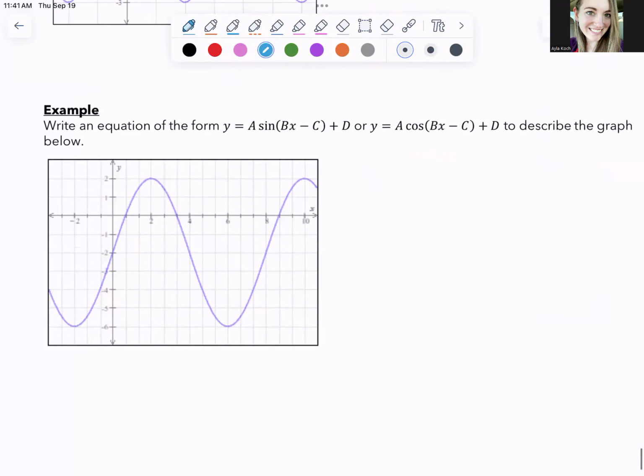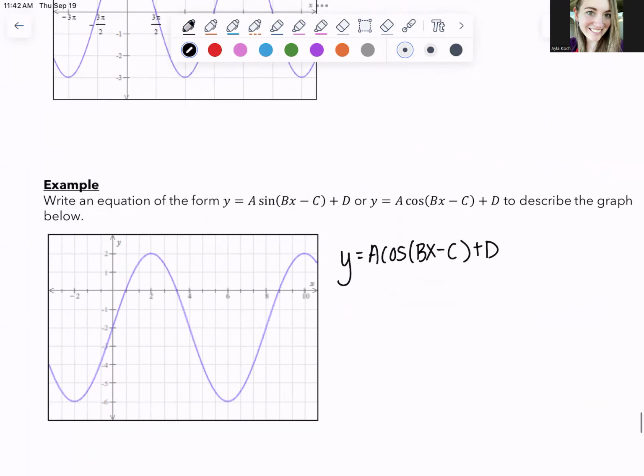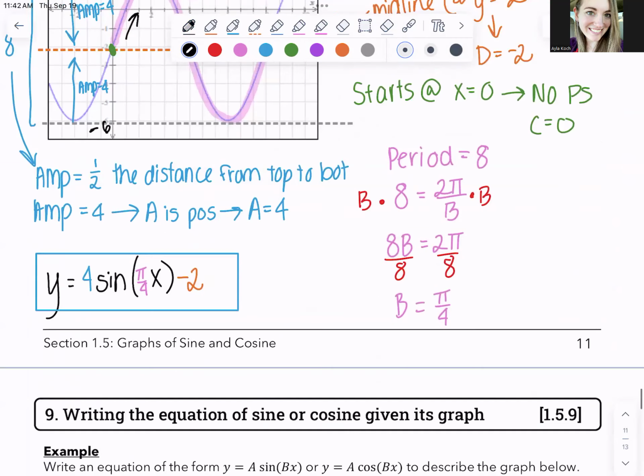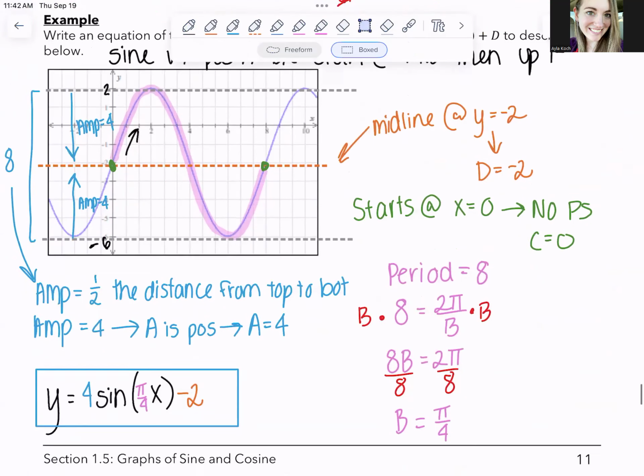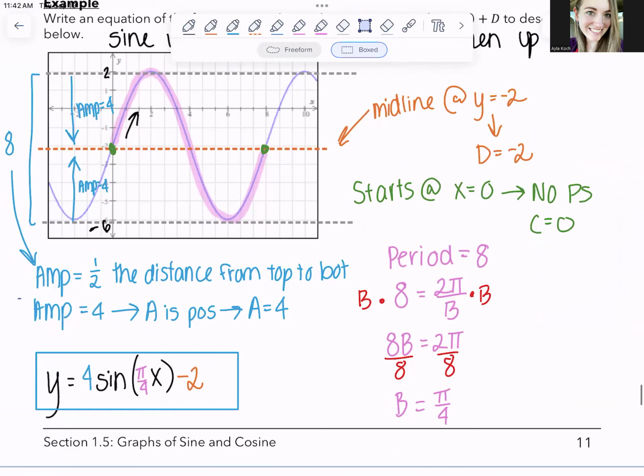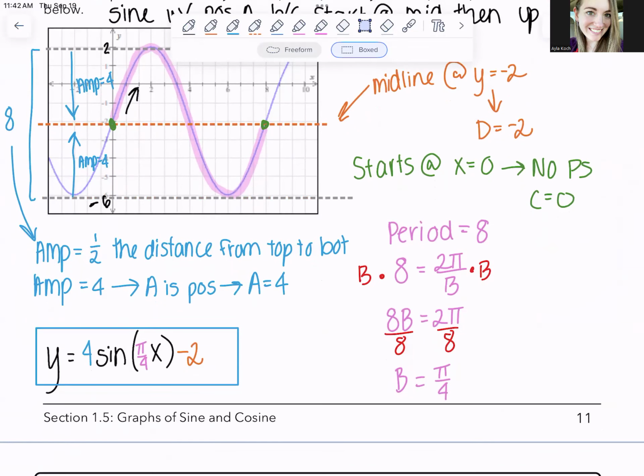But I'm going to show this in a cosine form where we do y equals a cosine of bx minus c plus d. And the work that we did before is still relevant. D is still equal to -2. That's still relevant. The amplitude is still 4. And we need to check, and the period should still be 8.